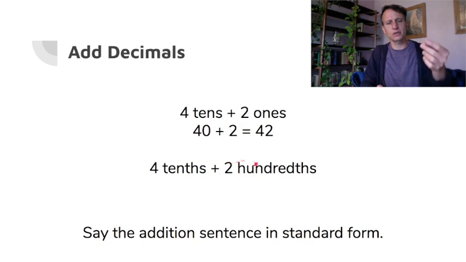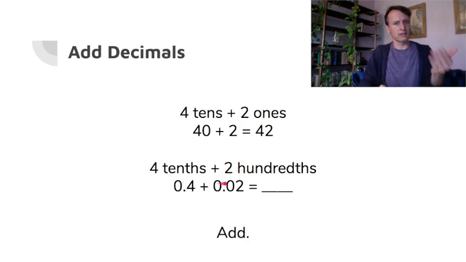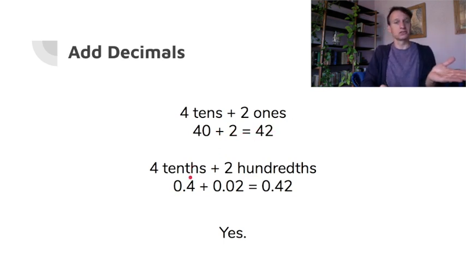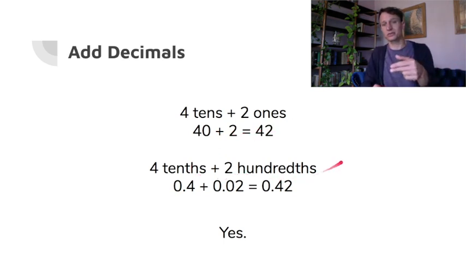4 tenths and 2 hundredths. Well, 4 dimes and 2 pennies, right? So 4 tenths, 2 hundredths would be 42 hundredths. See? 40 plus 2, 42. 4 tenths, 2 hundredths, 42 hundredths.